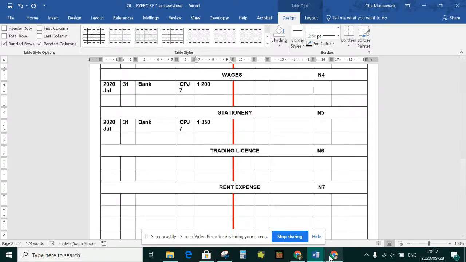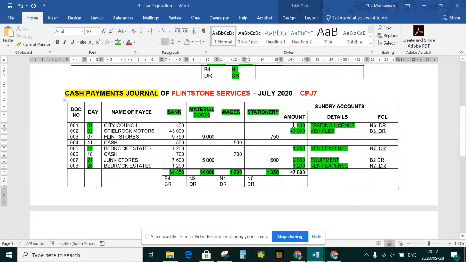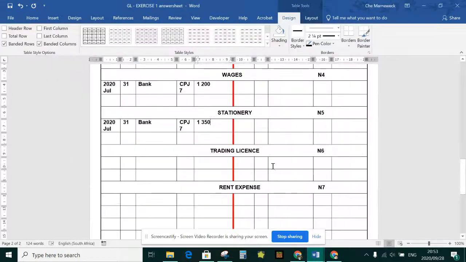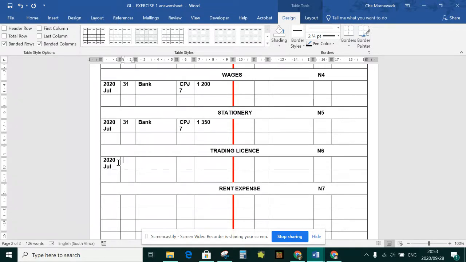I move on to trading license. Trading license is a sundry account amount. So that means I'm going to post that 400 Rand in trading license on the first, not a column, so not the last day of the month. It is going on the debit side. So we're on the debit side, 2020 July. Posting it on that specific day, which is the first. Our partner account is bank, the journal code CPJ7, and the amount is 400.